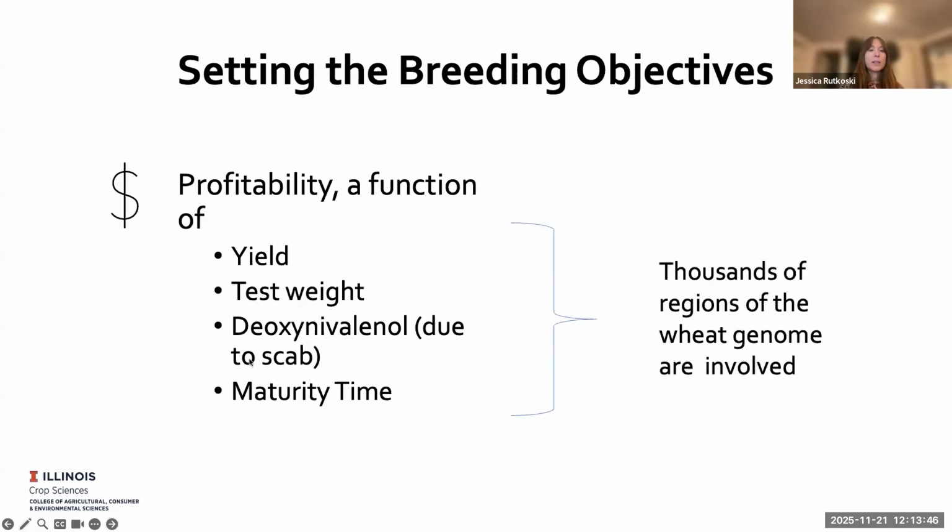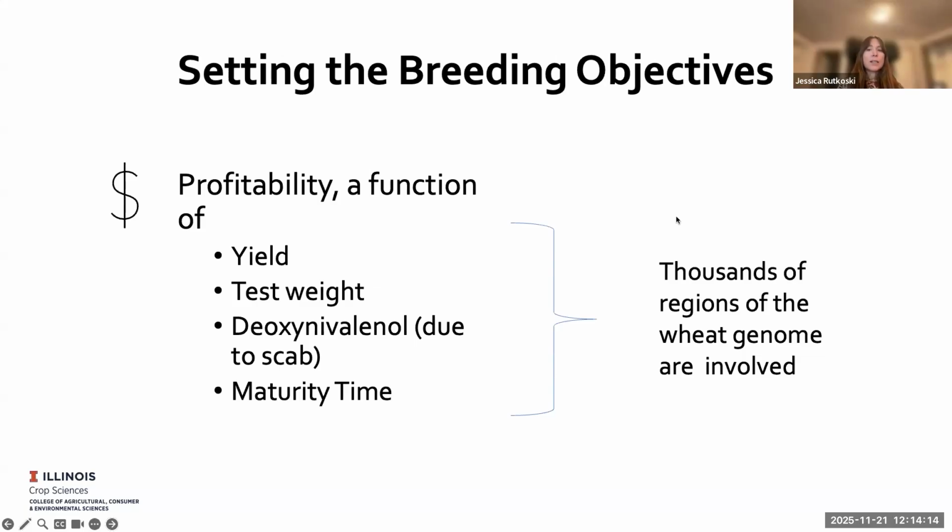One thing to keep in mind is there's probably thousands of regions in the wheat genome involved in all of these traits. When you think about all the traits combined, across all the environments, the entire target population of environments, you can think there's thousands of regions. So we're dealing with a very quantitative trait, really a quantitative objective, which is profitability.